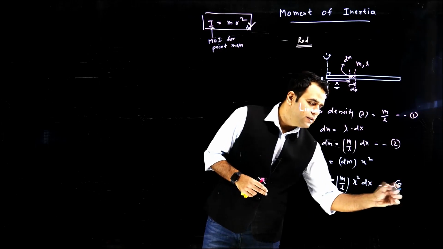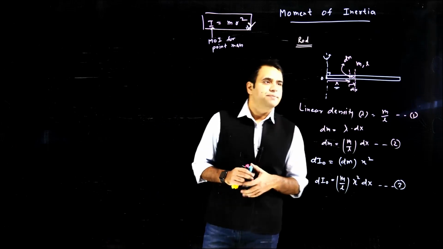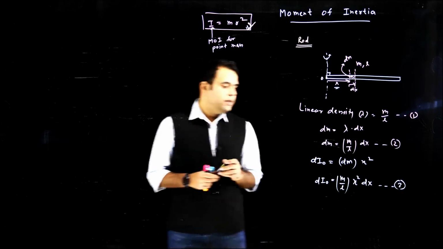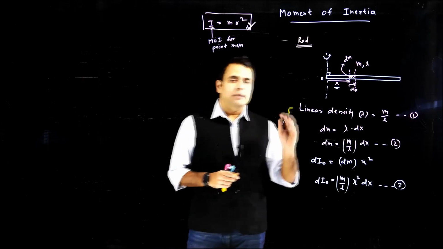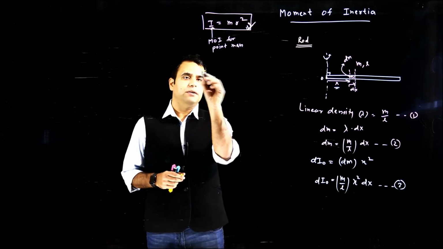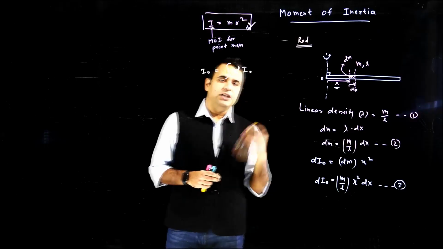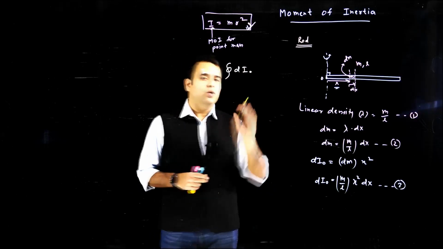This is my equation 3. So this becomes the moment of inertia for my element. Okay. Now we have to calculate the moment of inertia of the rod. So we have to integrate this thing. So let's integrate. We'll integrate the moment of inertia of the element in such a manner so that the whole body should be covered.